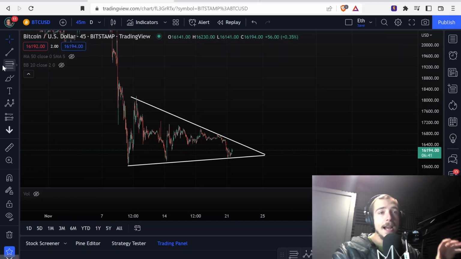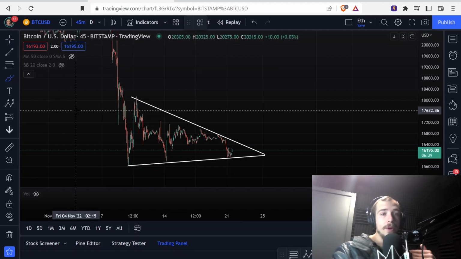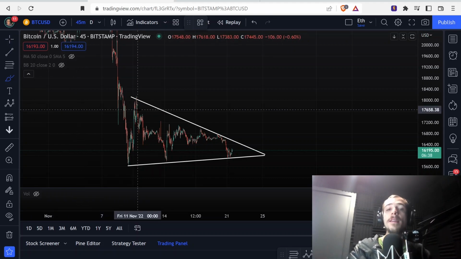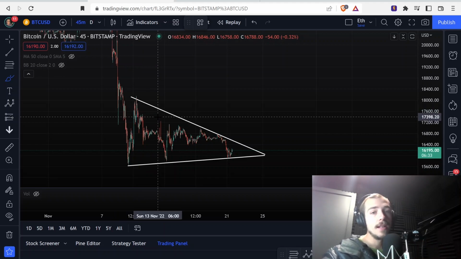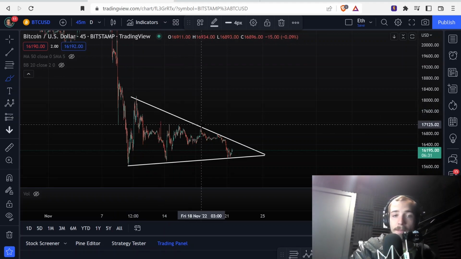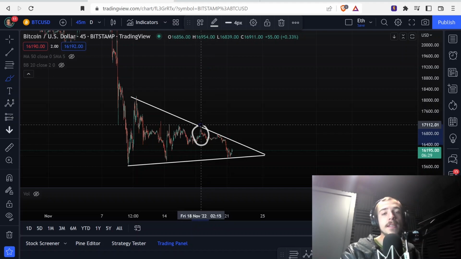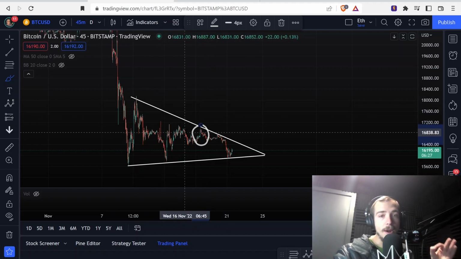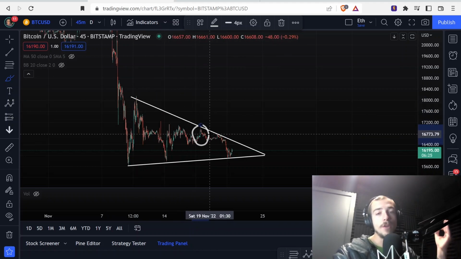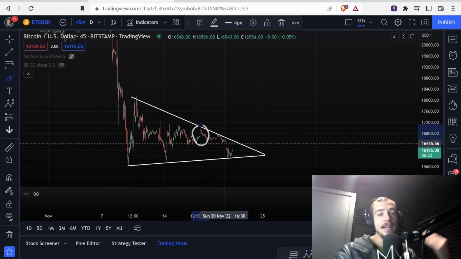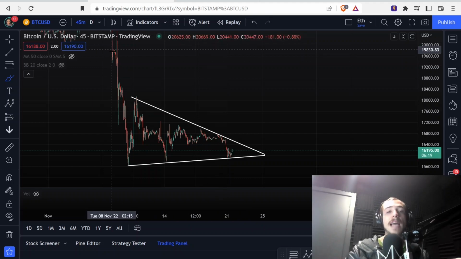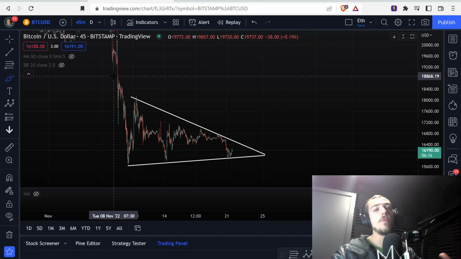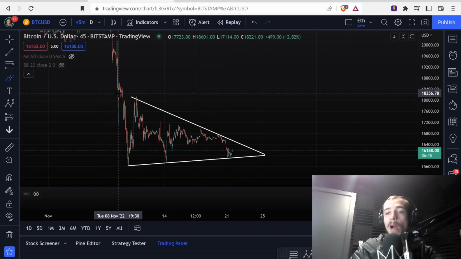The last time that we talked about Bitcoin, we were looking at a triangle pattern, and Bitcoin was breaking out of that triangle, but it ended up being a failed breakout. This was basically what happened. Prices started to break out of the triangle, and then, of course, they rejected and came back down to major support.